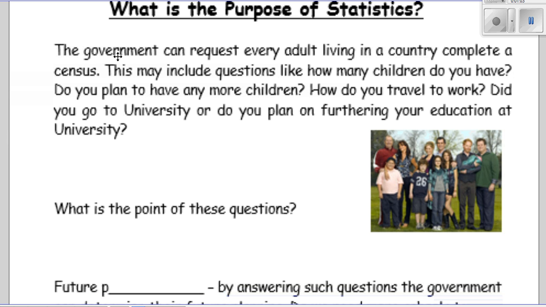So, lots of different things. Governments use stats a lot. Have you noticed the Bermuda government? Do they do things like census? The census, yeah. So that's one way the Bermuda government does a lot of stats.